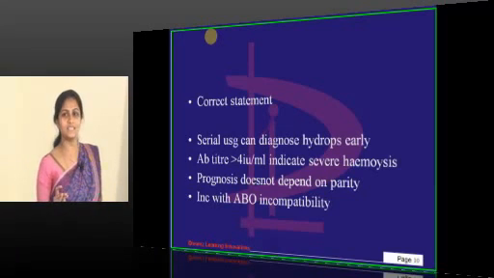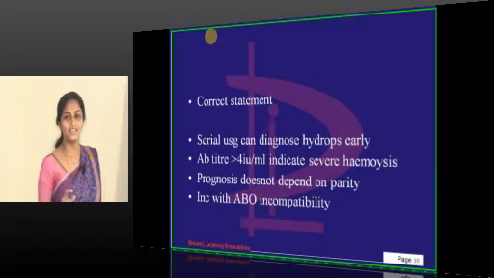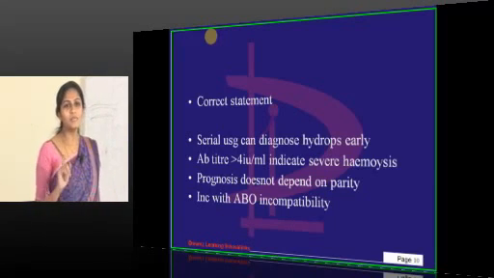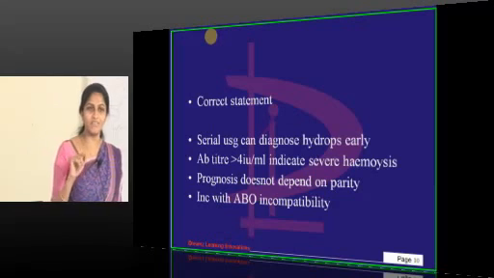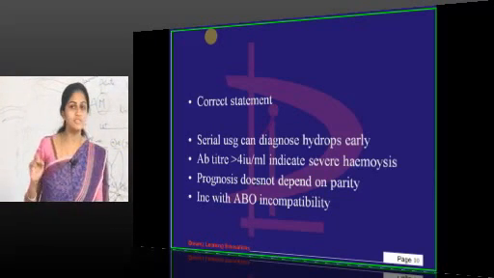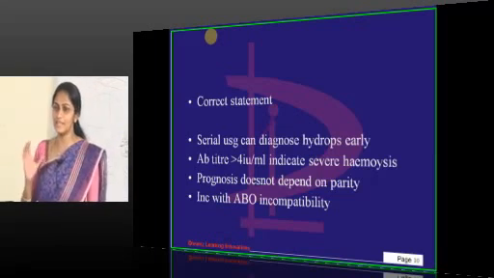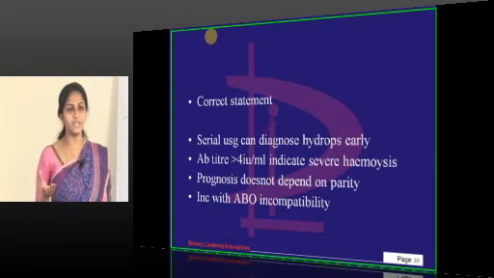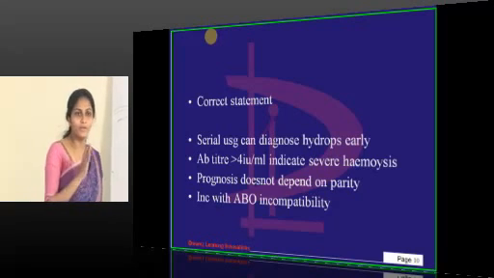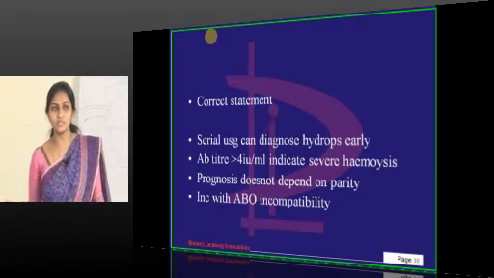The answer is A. Why not B? The antibody titer is 16, not 4. If it is greater than 16 international units, we call it severe hemolysis. That is what we call the critical titer. So the left out option is serial ultrasound. If we do serial ultrasound, we can diagnose hydrops early.